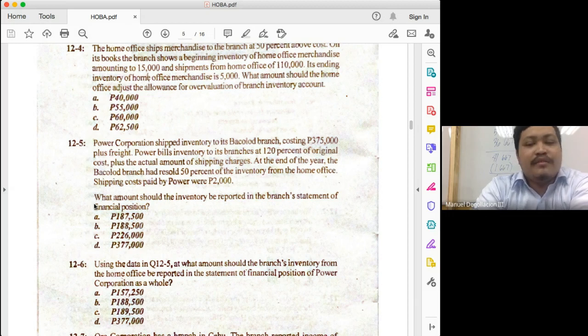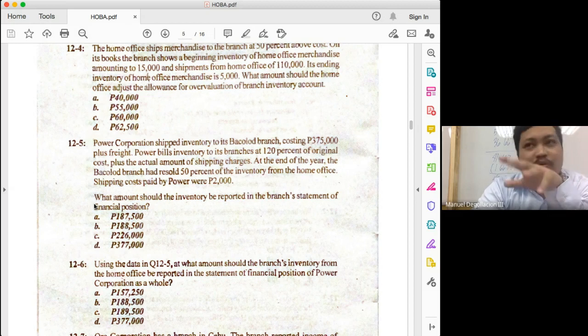188,500. Because if the solutions manual you have there with you is from the older edition, the answer would be different. Because in the older edition, the 375,000 is already the build price. But in this problem, the 375,000 is still the cost. Okay, I hope you understand the changes made by the author here. Now, what I want to emphasize would be the 50%.